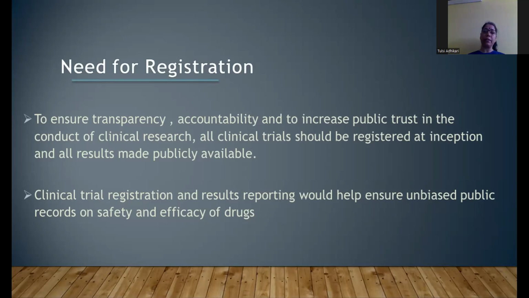So if you register your trial on any trial registry which is publicly accessible, after completion, the details about safety and efficacy of the drugs are available in the public domain. So it creates public trust.